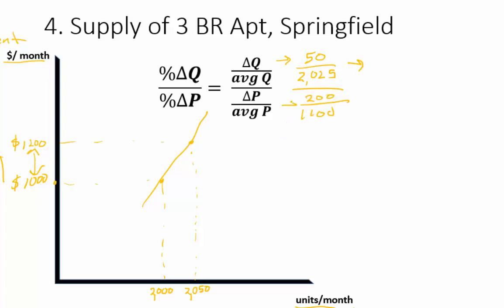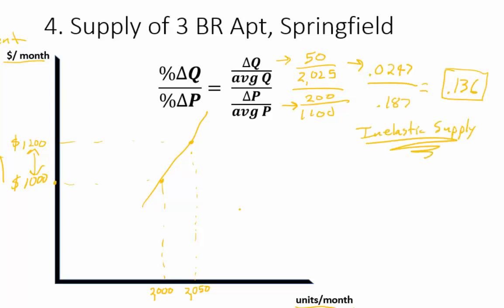And this works out to, you can do this on a calculator, 0.0247 over 0.187. And when we solve that, we get 0.136, which is, well, less than 1, a very low coefficient. So we would label this as inelastic supply.